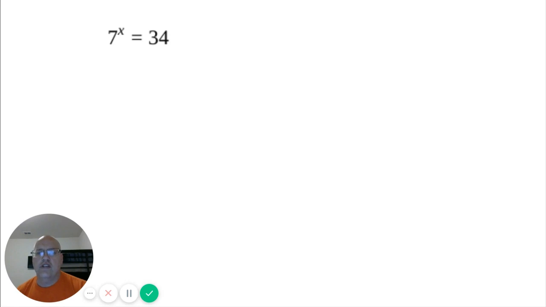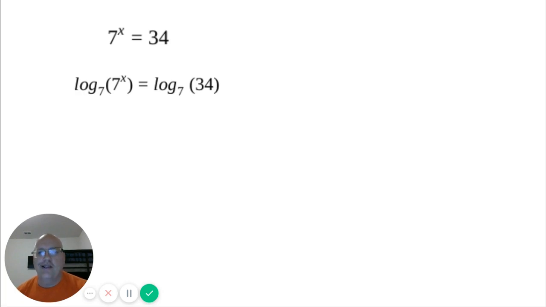So if I want to solve this equation for x, the first thing I'm going to do is take the log base 7 of both sides. So I have the log base 7, and notice that 7 to the power of x goes in parentheses, equals the log base 7, and notice that 34 goes in the parentheses. And so I'm going to take this all the way through.